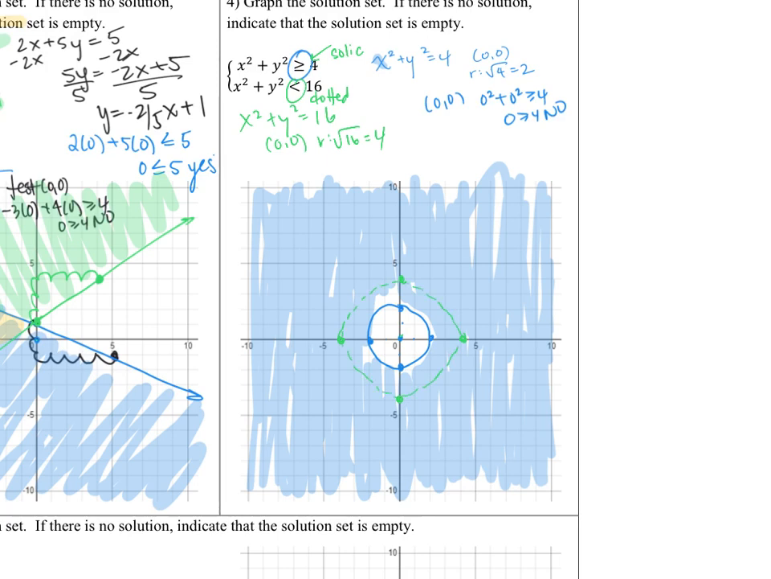And this time it says less than, but I could also test 0, 0, and I'll have 0 squared plus 0 squared. Is that less than 16? Yes, it is. So I would want to shade where 0, 0 was, which would be inside that circle. So inside the green circle, you can see that's the whole solution set. And so then the overlap is actually making that little donut here. That's the solution set. That's the overlap between the two sets.